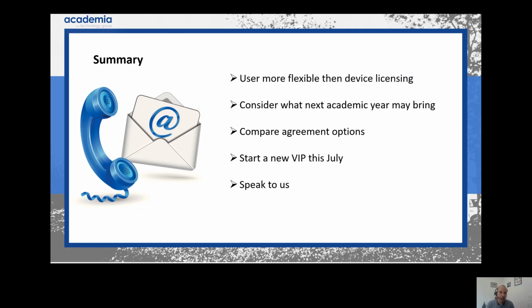So just to summarize, user-based licensing is far more flexible than device-based licensing. We need to consider what next academic year may bring in terms of our students going to be here. Do we know if any particular students are going to be here? The concept of hybrid licensing, the concepts of socially distanced labs, these are all factors in what's going to result in the best decision for you going forwards, as well as the best agreement options. Start a new VIP, I've said this July, but at the end of your academic year, again, that's free to do, and again, could give you a get out of jail.